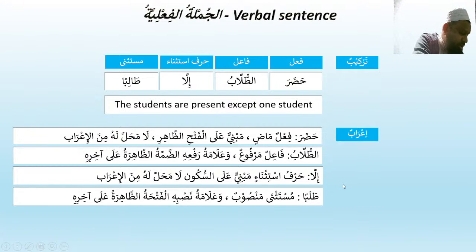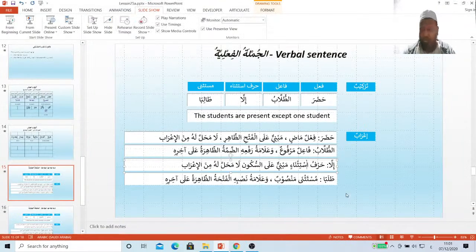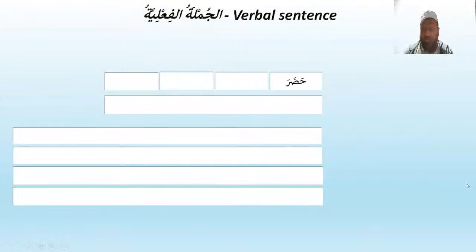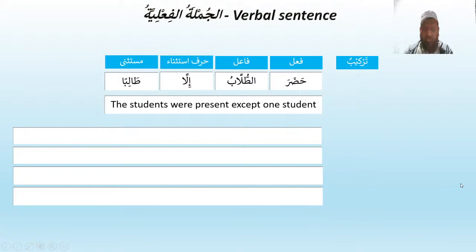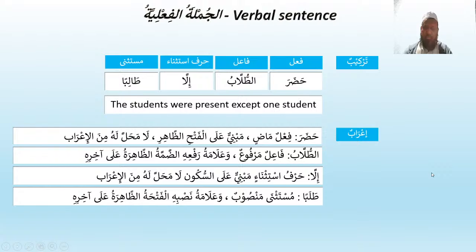Okay, so understand the Arab of... okay, we can say, yes, it is فعل ماضي, so it should be the students were present. Okay, so the students were present except one student.